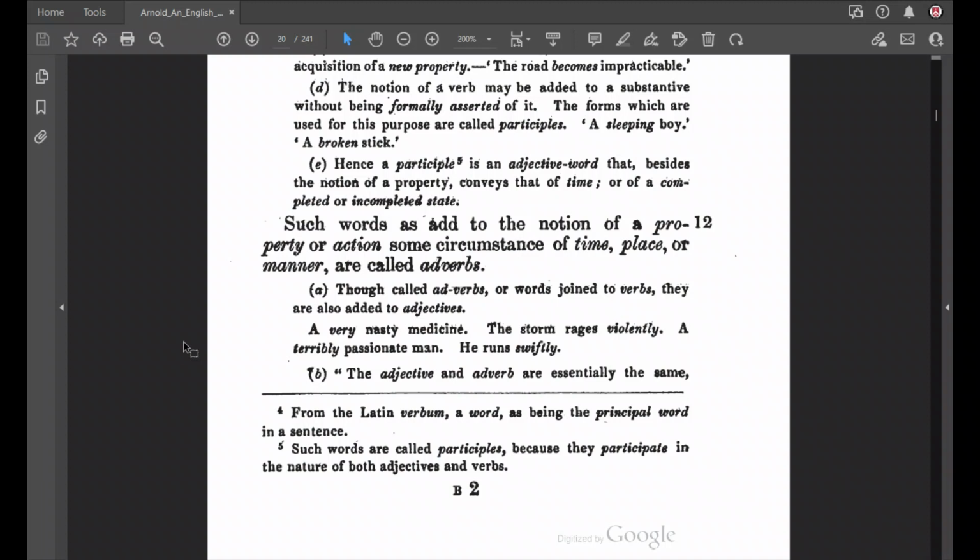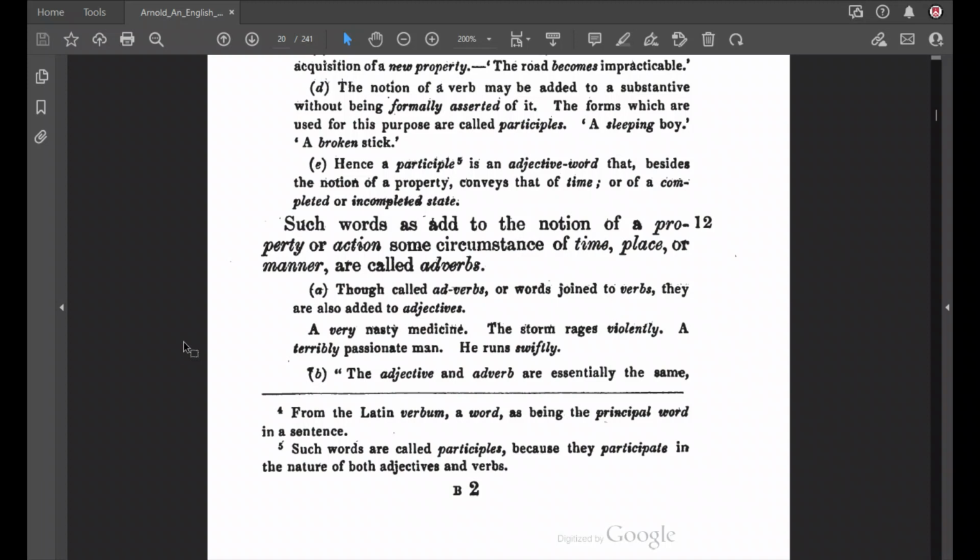Adverbs. Words that add to the notion of a property. So they add more information to a property. So for example, if I say, the stove is hot, that's a very simple description. The stove is hot. If you ask, how hot is the stove? How hot? And I add to that and I say, it's very hot. An adverb is a word that adds to the notion of a property. So the word very adds to the notion of the property hot. Very is an adverb.